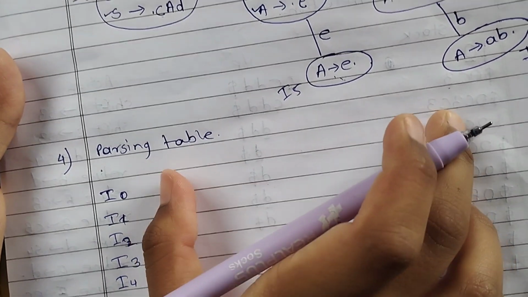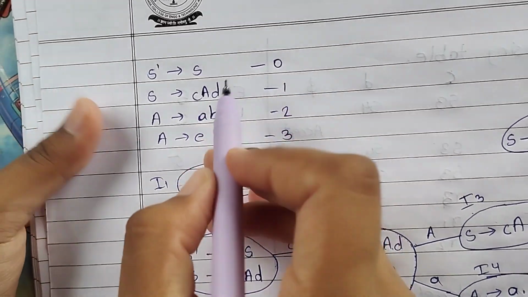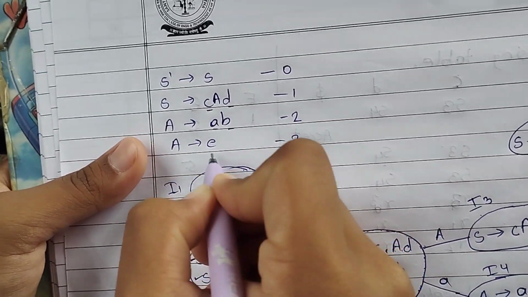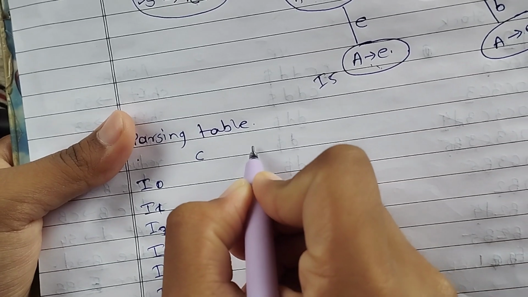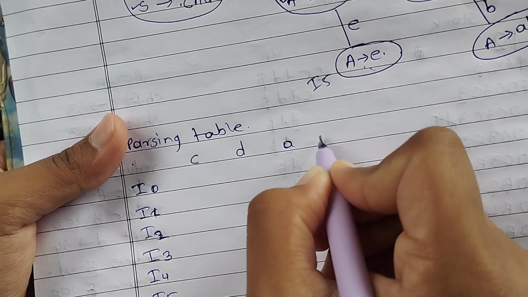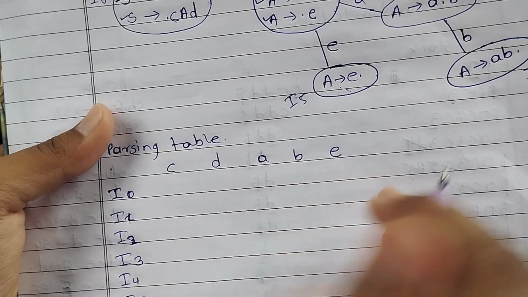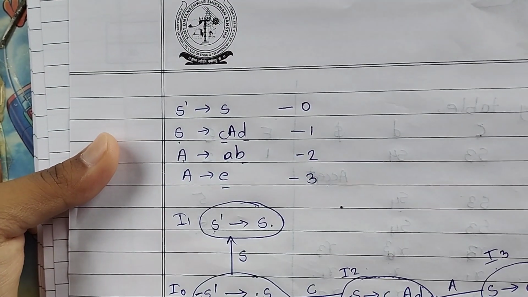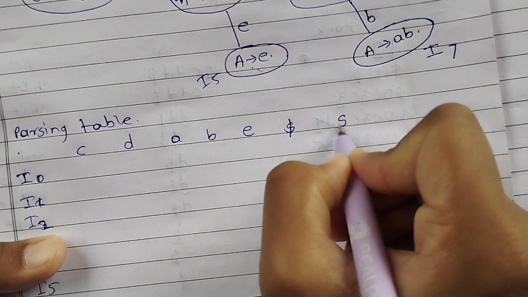Now horizontally what do we write? All terminals and non-terminals. First, terminals. So which terminals are present in our grammar? Terminals means small letters or operators. So c, d, a, b and e are the terminals. So first we write all the terminals: c, d, a, b, e, and one more addition we draw right here, the $ sign. This is essential in the parsing table. And now all the non-terminals. So the non-terminals are capital S and capital A. S' we do not consider here.